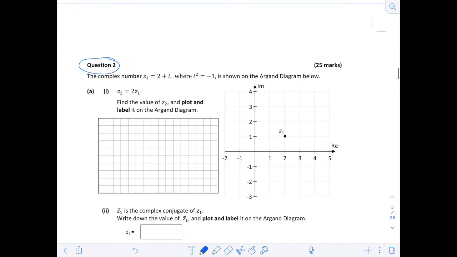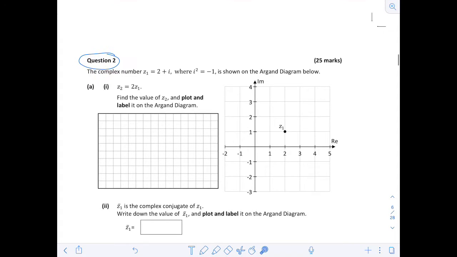Okay, so the complex number z1 is 2 plus i, where i squared is equal to -1. That's everything we know, nothing weird there at all. z1 is this guy here, 2 plus i. And we see that z1 is plotted down here for us. We go out 2 and we go up 1, and there it's plotted on the Argand diagram. That's pretty nice. Okay, and then we have this fact here.